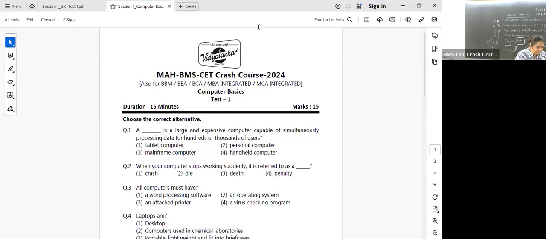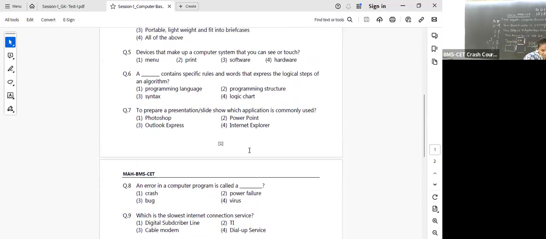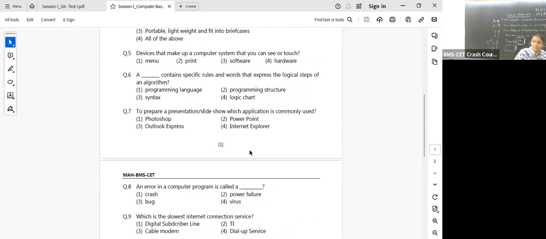Okay, option number 3. Next one, devices that make up a computer system that you can see or touch. Hardware. Thank God. Ma'am, can you scroll down? Yes, I'll scroll. Where are we on question number? Fifth. Okay, fine. So it's hardware. Otherwise, if I say print, it comes from the printer, so the printer is hardware and you can touch it. You can say that too.